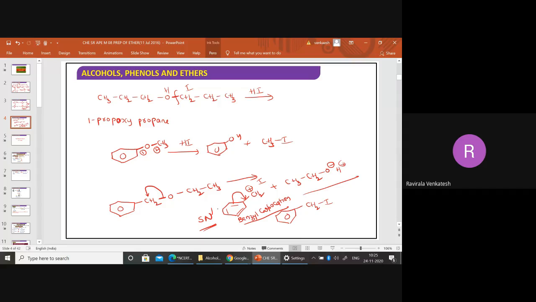SN1 mechanism. That means wherever you get a stable carbocation, follow SN1, iodine attacks on the bulky group. Similarly, like tertiary carbocation and benzyl carbocation, in these two cases SN1 is possible because of the stable carbocation. So we get actually this product. So this is also one exception case, when we get benzyl.